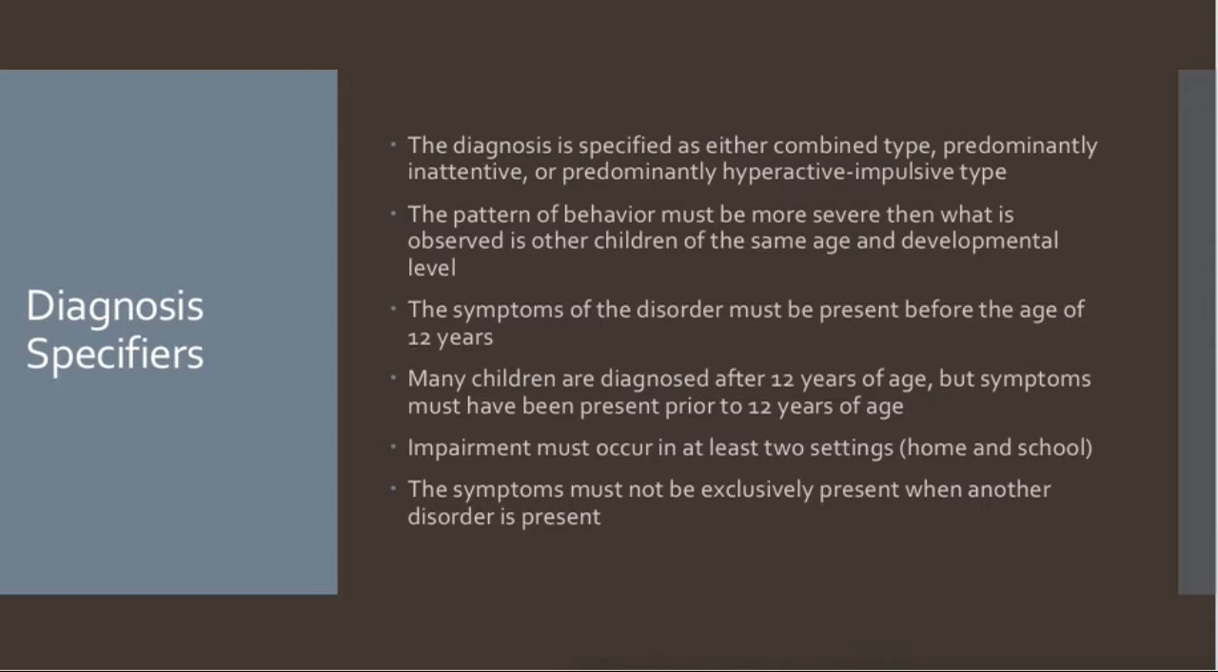And the impairment also has to occur in at least 2 settings. The classic examples of the 2 settings are home and school. So you will need to get collateral information from the patient's teachers to determine whether they're having these symptoms in school, or is this just at home, or is it only in school. So it has to be in at least 2 settings. And the symptoms can't be exclusively present when another disorder is present. So it can't be that the child is maybe suffering from depression and during that time is having difficulty concentrating in class. You want to make sure that it's primarily due to this disorder.